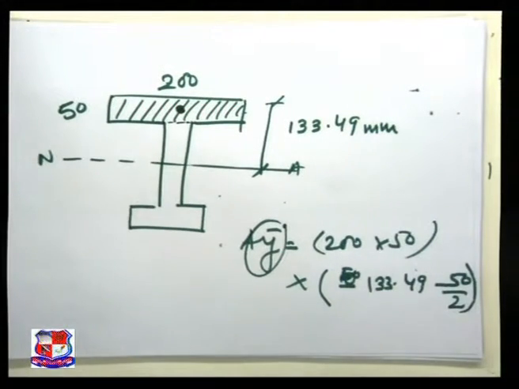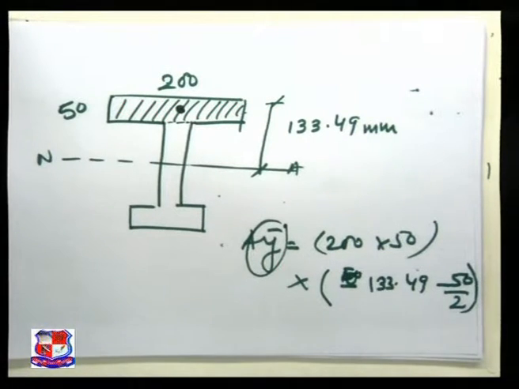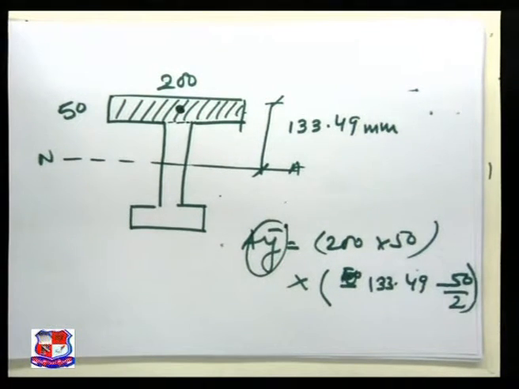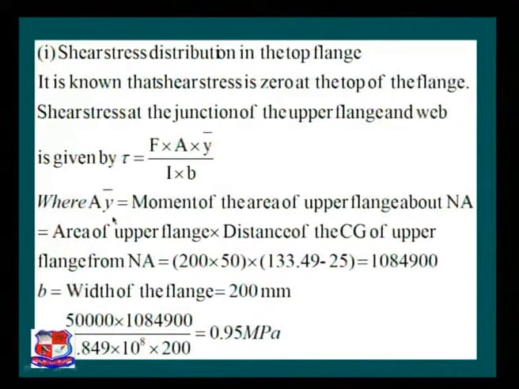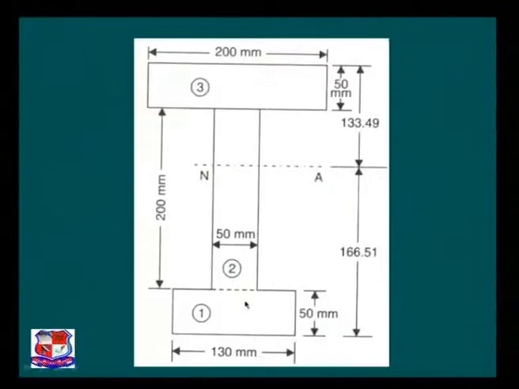This is the A y bar we have to use in the computation in our simple equation tau is equal to F A y bar by I b. So refer to the PPT please. Then in this case A y bar will become 1084900. Now b is the width of the flange, that is 200 mm. If you refer to the figure over here, our intention is to find out the variation at this level. So the width available is this one, that is the width of the flange, 200 mm.